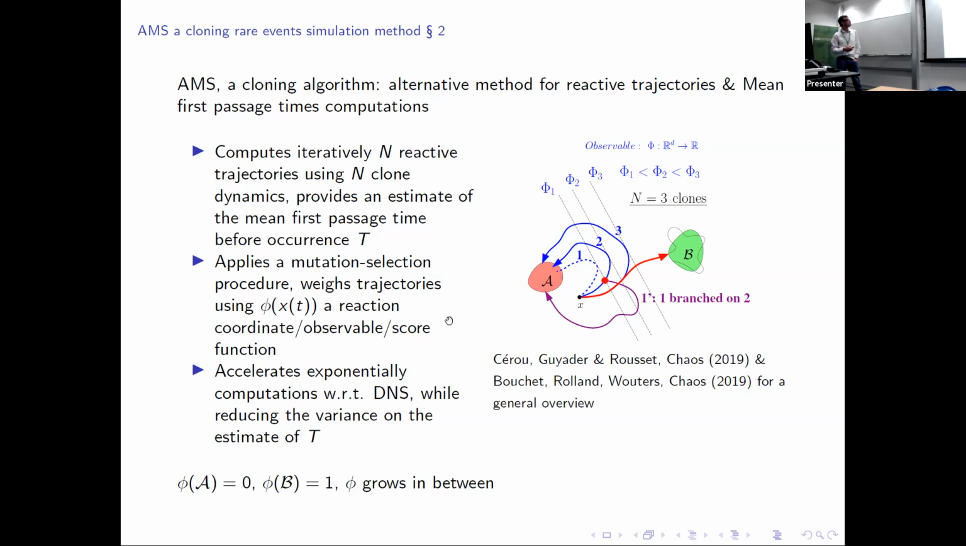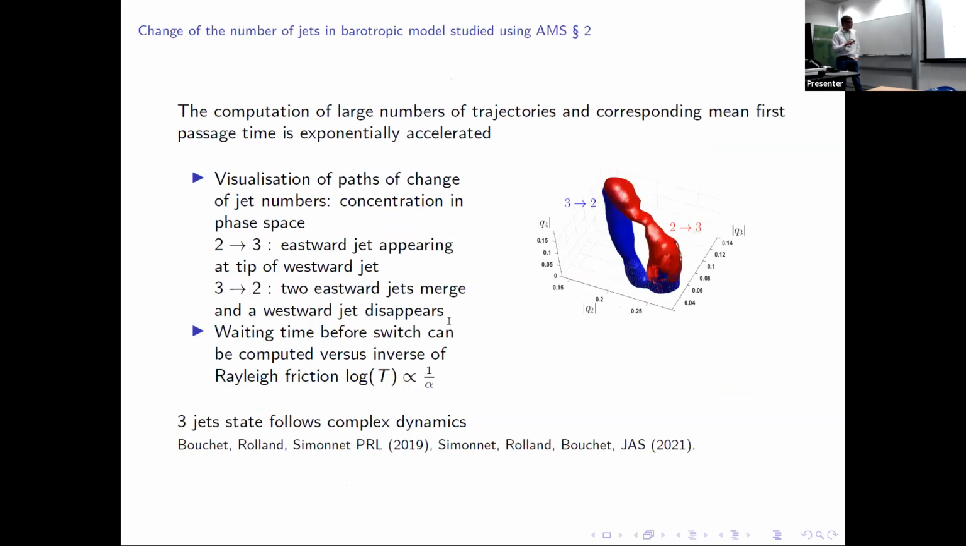Now I'm going to show several examples where we successfully applied this kind of method. First, with Eric Simonnet, we worked on the 2-jet, 3-jet problem and applied AMS to compute the transition from 2 jets to 3 jets and from 3 jets to 2 jets, measuring the waiting time before a transition, and then observing what happens in the jets when you went from a given number to the other. With AMS, it was possible to sample a lot of trajectories at a much lower numerical cost.